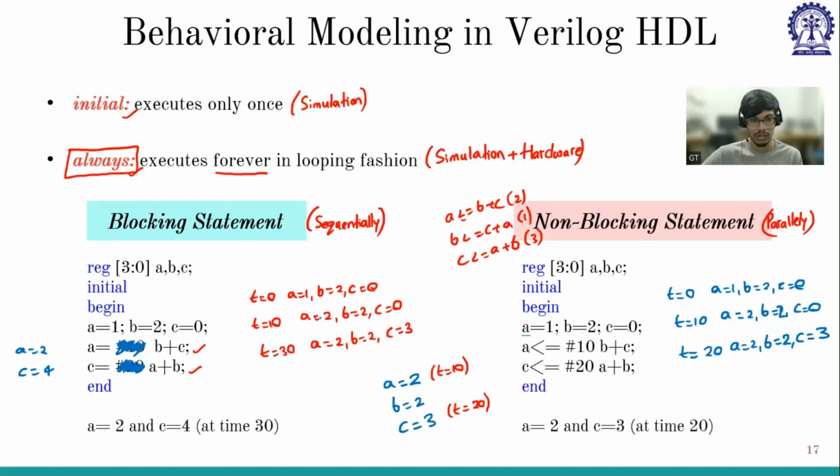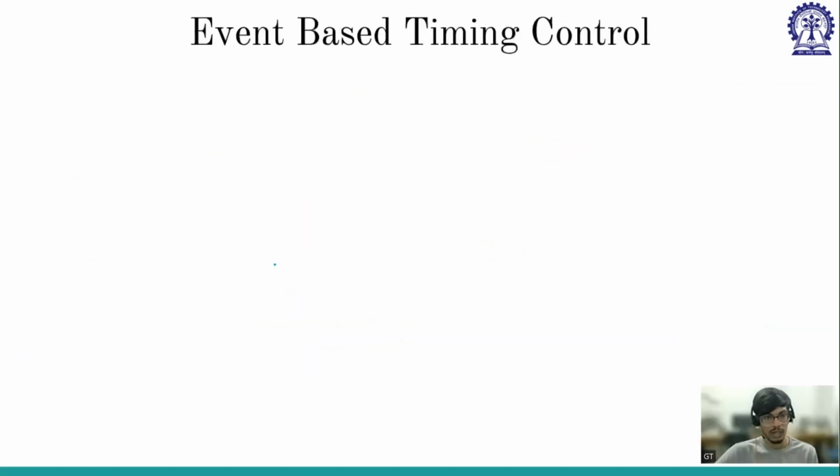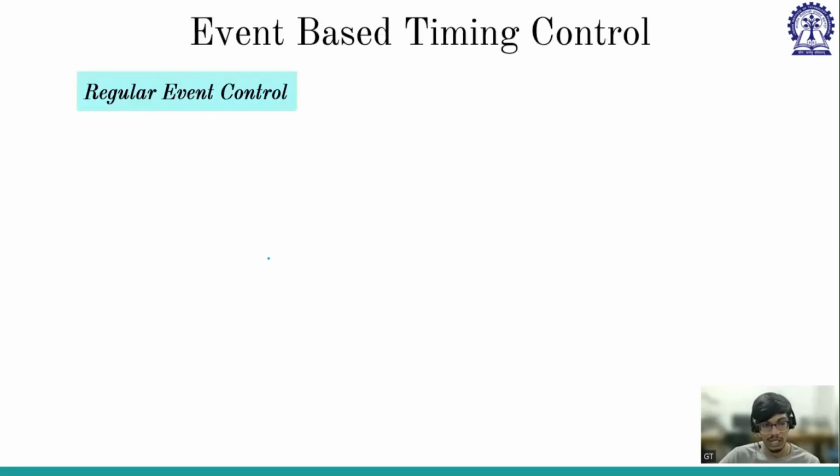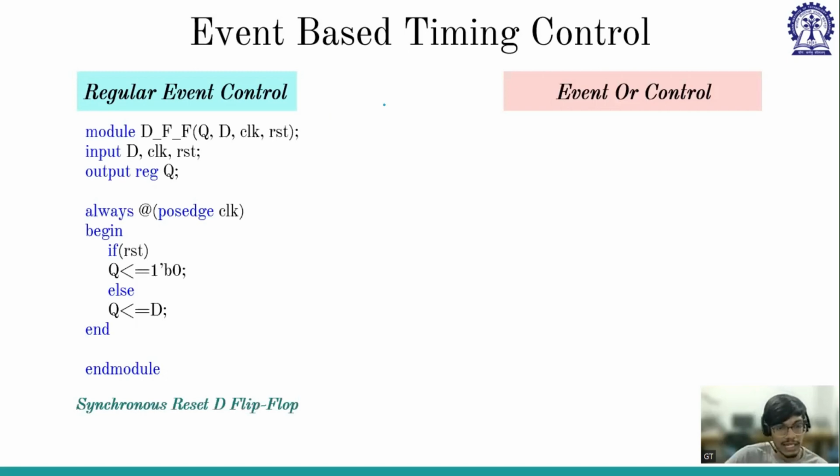Okay, so we'll move on to our next topic, which is event control. As I have told, the register should be triggered by some event. Either it is a regular event or it is event or control. We'll come to that point. Say there is a D flip-flop.